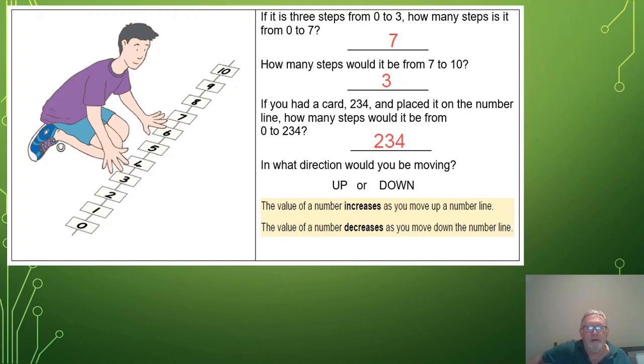Of course, you're moving up the number line. Now, the value of numbers increases as you move up a number line and decreases as you move down. And that is an important concept that we're going to be dealing with as we learn about this one.